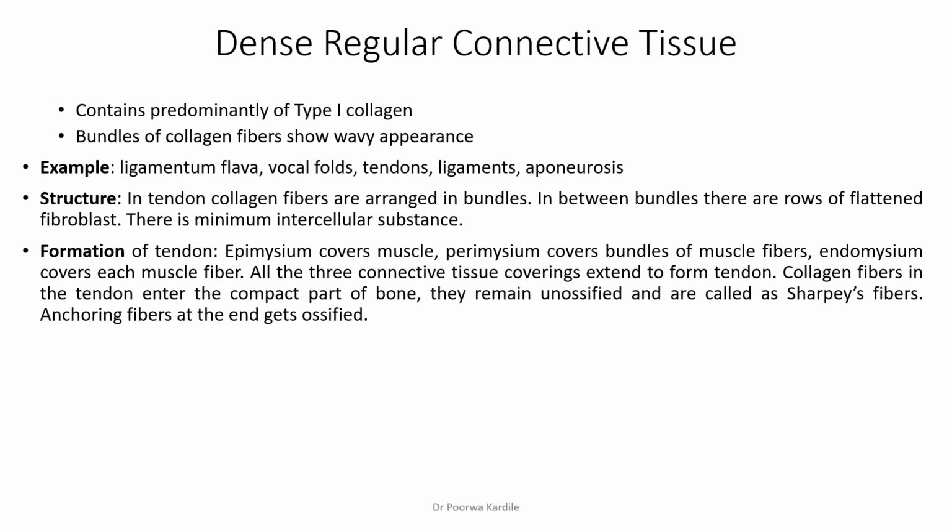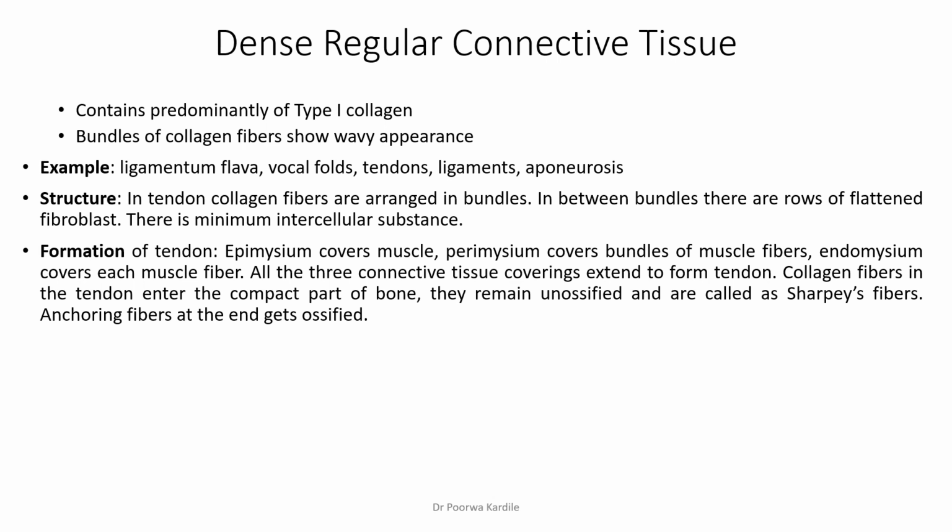The muscle has individual muscle fibers covered by endomysium, and these muscle fibers form bundles or fasciculi. They are covered by perimysium, and the entire muscle is covered by epimysium. These endomysium, perimysium and epimysium are the connective tissues which form the supportive framework for the muscle. All these three coverings will extend peripherally and form the tendon.